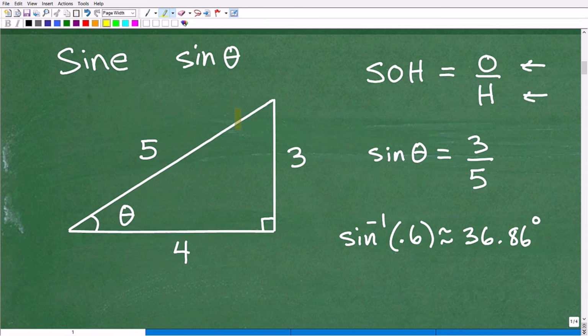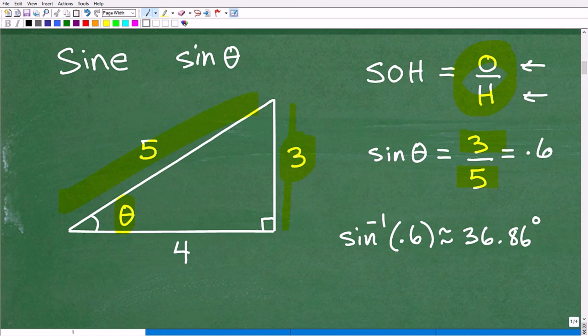So now I just need to look at the given information I have in my little triangle here. So here's my angle. This is my opposite side, and this is my hypotenuse side. So I'm going to create this fraction, O over H. It's going to be 3 over 5. That's it. Well, not quite, but now we have this set up so we can solve this. So we take 3 divided by 5, and we get this nice decimal, 0.6.